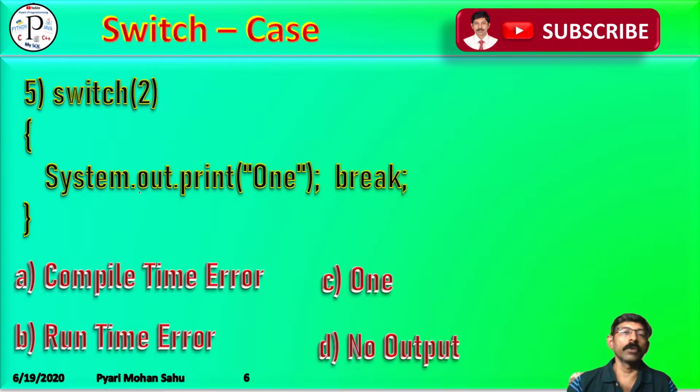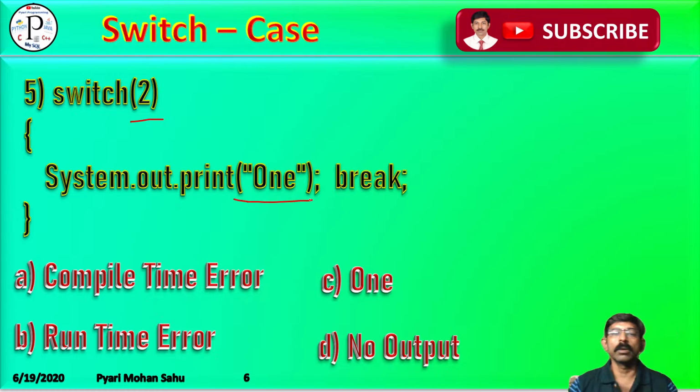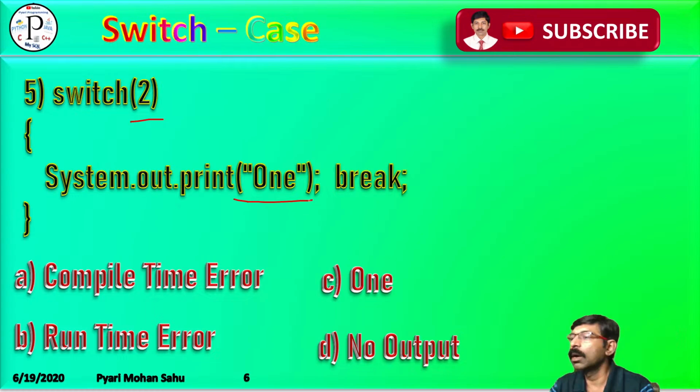Here is an option again for you: switch. The parameter is a constant. No default is available this time. Directly we have a case constant, and directly a display statement. No default is available. So what will be the answer?